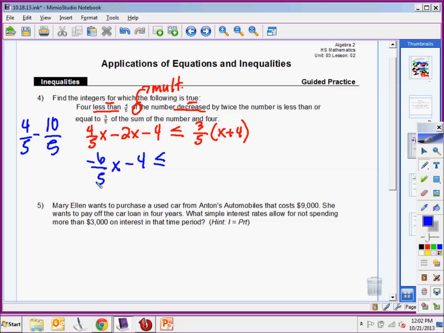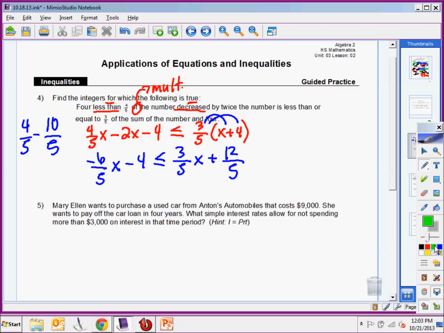Minus 4 is less than or equal to, what am I going to do here? 3/5 x. Distribute. 3/5 x plus 12 over 5. All right, looks beautiful. And then you can subtract the 3/5 from the right side. Is it okay, instead of giving myself a negative x, I move my smaller number? My smaller number is negative 6/5, right? So if I move that, it's going to become positive.